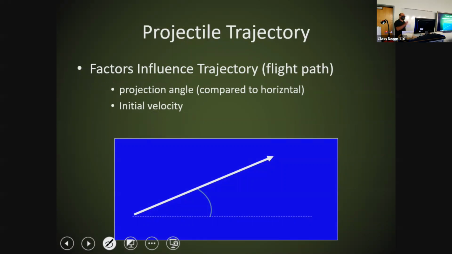Flight path and trajectory: the projection angle compared to the horizontal, and relationship to the ground, as well as the initial velocity of the projectile. So how quickly you have projected that object forward. This is what's influencing the flight path, and also how far this object can possibly go.